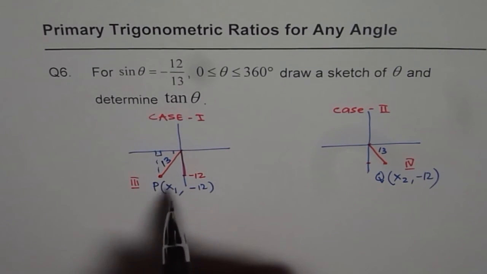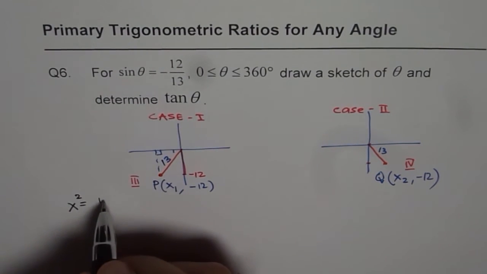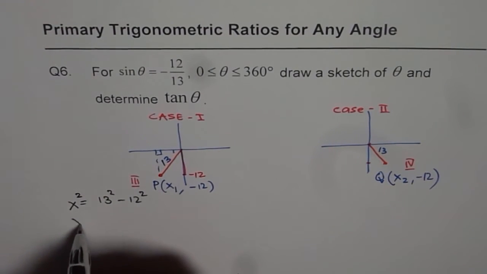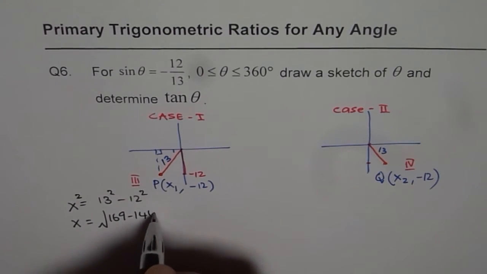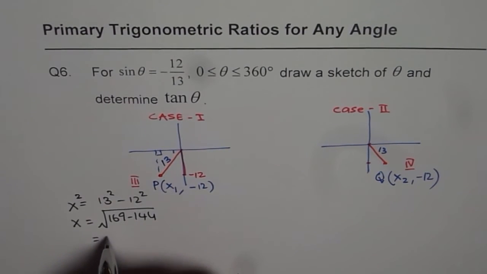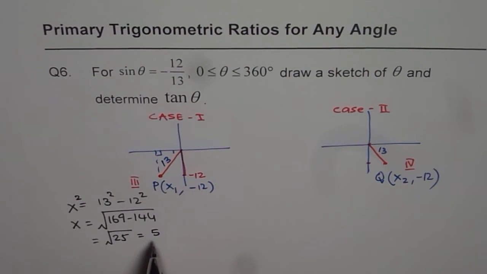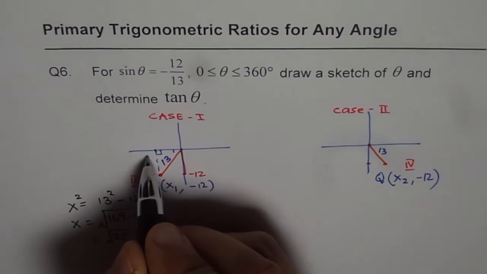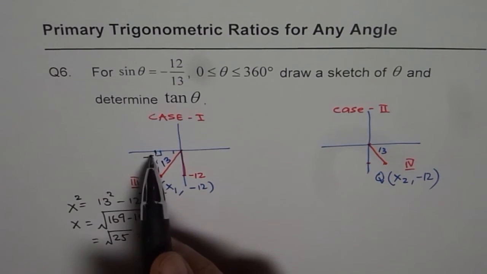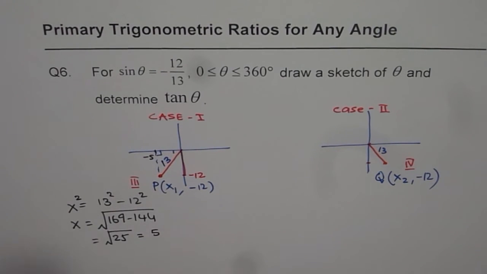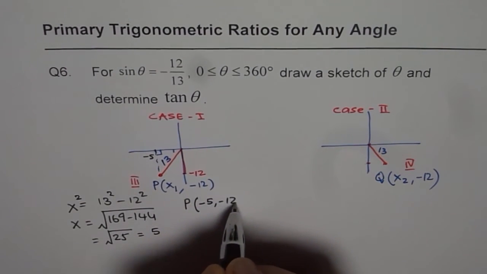We know 12. So we have the x value from the Pythagorean theorem. We know x squared is equal to 13 squared minus 12 squared. So x is equal to the square root of 169 minus 144, which is indeed 25. So that gives us a value of 5. Now since we are here, this is indeed minus 5. So we get x1 as minus 5. So in this particular case, the coordinate point P is minus 5, minus 12.